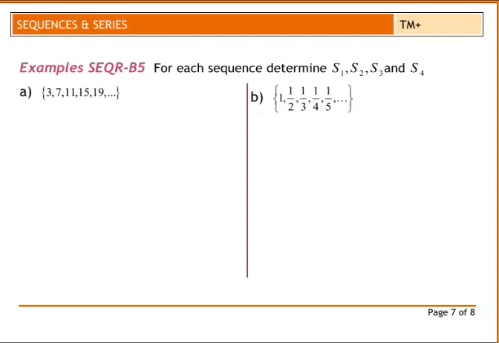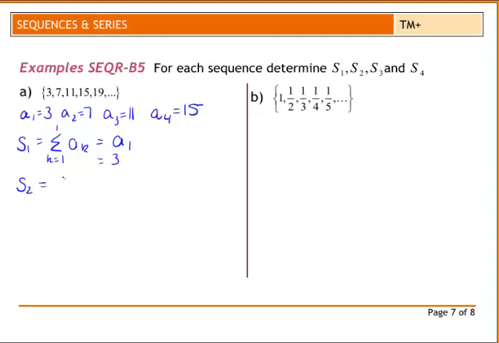We have, for each sequence, determine S1, S2, S3 and S4. So here is my sequence 3, 7, 11, 15, 19. So that's telling me that a1 is 3, a2 is 7, a3 is 11, a4 is 15. So if I wanted the sum of the first term, that's from k equals 1 up until 1 of a of k. So that's simply a of 1, which is 3.